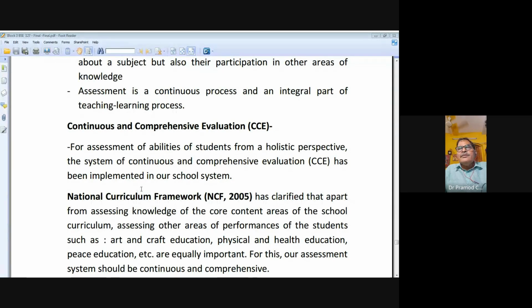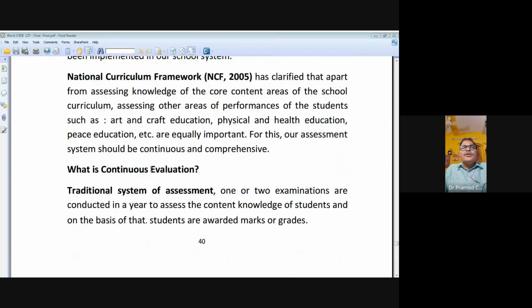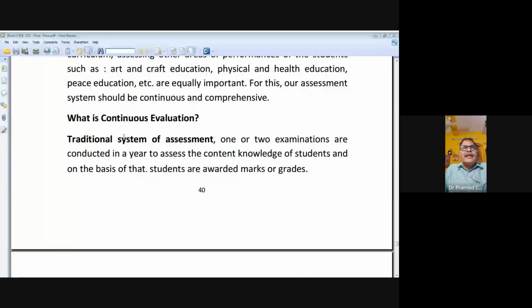Why is it continuous and comprehensive? First, we must know that in the traditional system of assessment, we are conducting 1 or 2 examinations in a year only to assess the content knowledge of the students. And after that, the students are awarded marks or a degree.